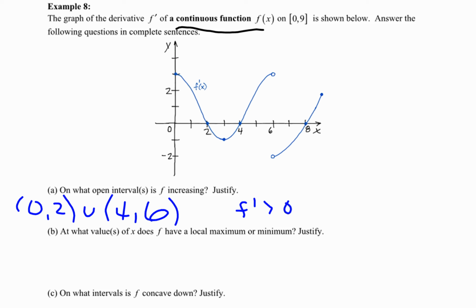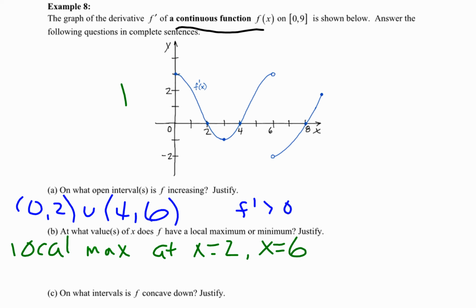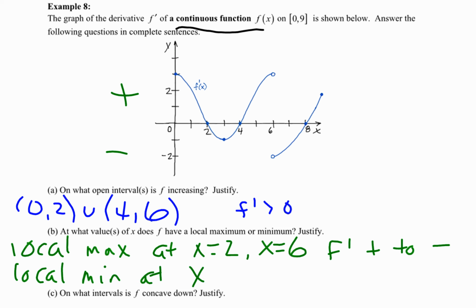So we're looking for where f prime changes signs. All right, f has a local max. Let me write that, local max. Remember, you're writing sentences. f has a local max at x equals 2, and also, even though it looks a little tricky, x equals 6, because f prime is changing from positive to negative at those values. And f has a local min at x equals 4, and also x equals 8, since f prime is changing from negative to positive at those values.